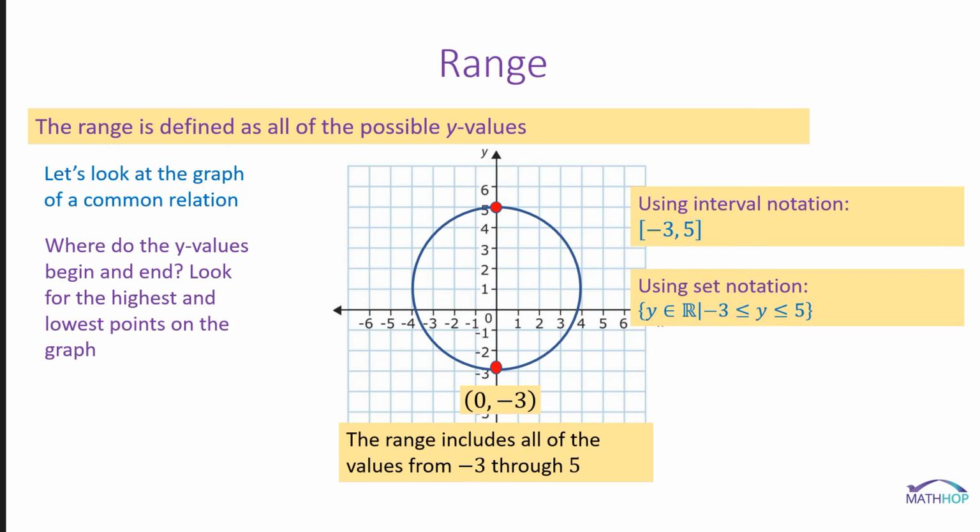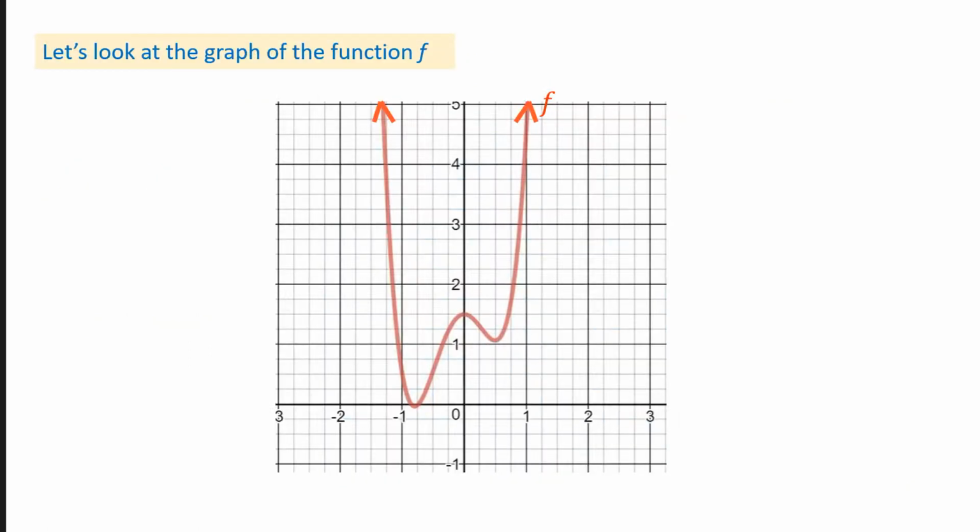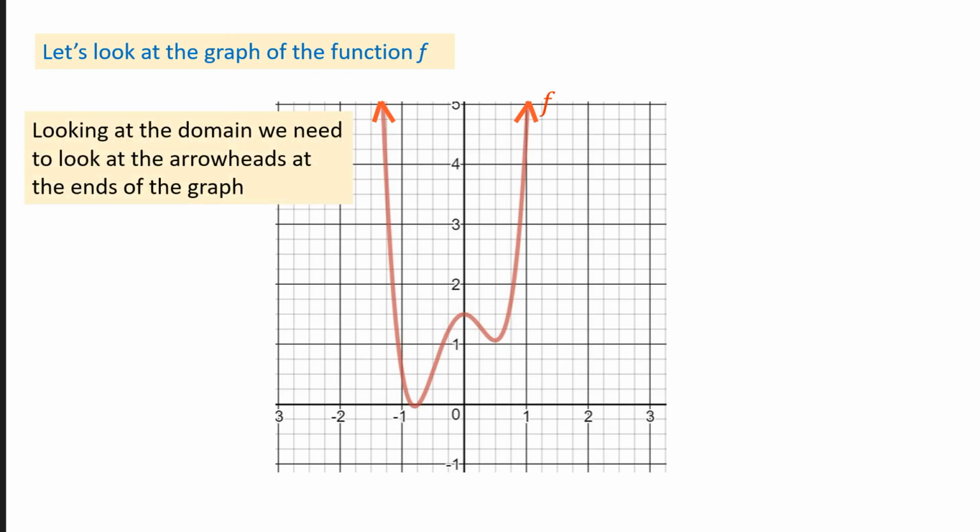Okay, no problem. Let's look at the graph of a function now. All right, forgive my arrowheads. I had to make them up because Desmos won't let me add arrowheads to a graph. So looking at the domain, we need to look at those arrowheads specifically. We are very good at looking at arrowheads and knowing that it tells us the range goes on forever. But what we need to realize is if I came in from -infinity, this is not really the start of my graph.